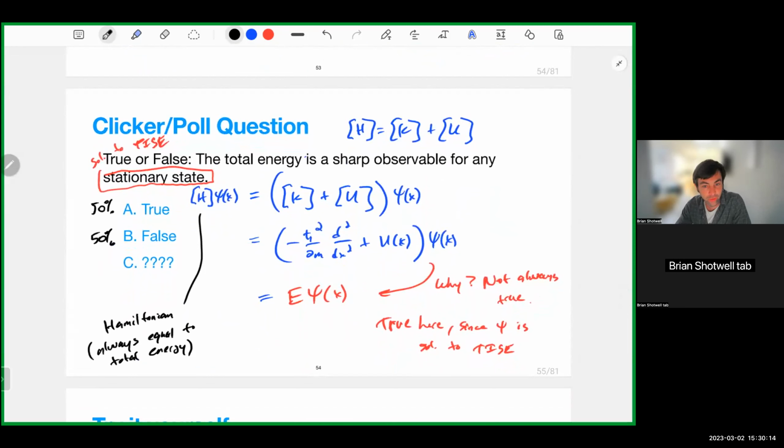Total energy is a sharp observable for any stationary state. So a stationary state is a solution to the time-independent Schrodinger equation, and those solutions have definite values of total energy. So if a wave function has a definite value of some observable, in this case energy, then that wave function is an eigenstate of that observable, and that observable is sharp.